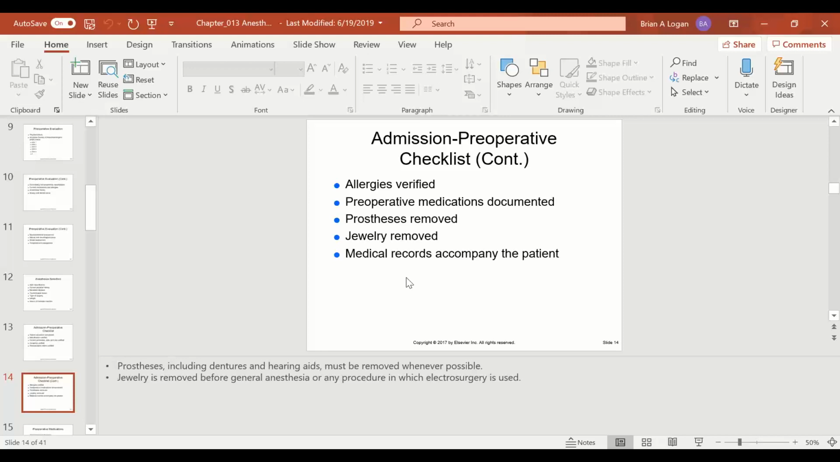All jewelry needs to come off because it's an electrosurgical hazard, right? That electricity can go to the metal in that jewelry rather than going to the grounding pad and cause burns. And then the patient's chart always follows the patient. So it's there with them in pre-op. It comes with them to the operating room, and it leaves with them to go to PACU. That medical record is always with them because we're always documenting the things that we do for this patient.